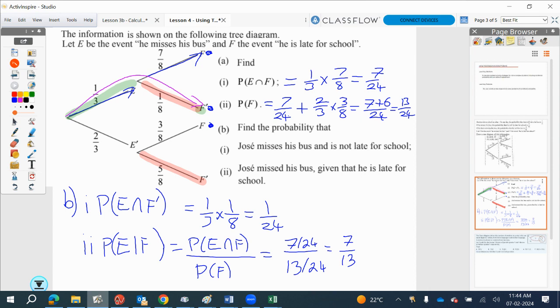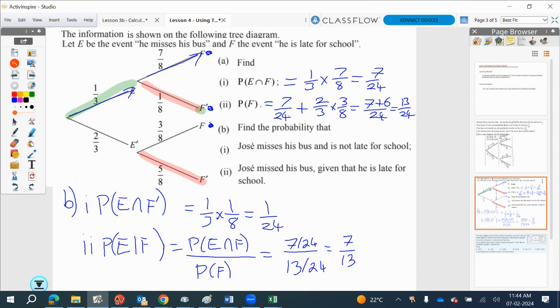This is the intersection of E and F. That means he misses the bus and is late for school. That's just one leaf, so both together. The one on the top is this one leaf here. Yes, both of them happen together. Because you said if you're given F, then it's just the probability of F.